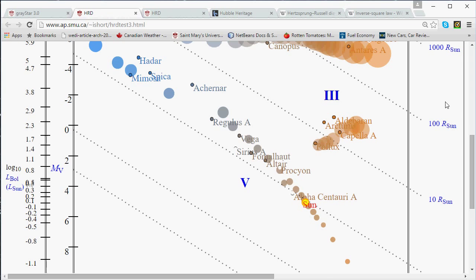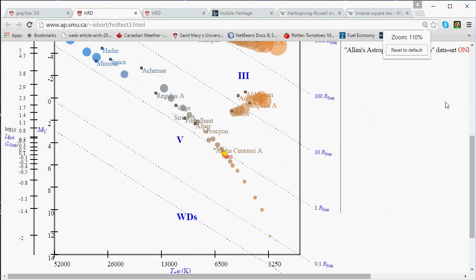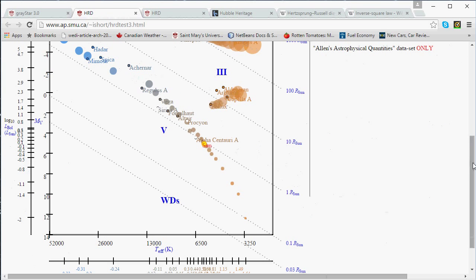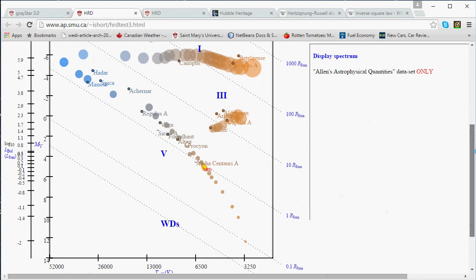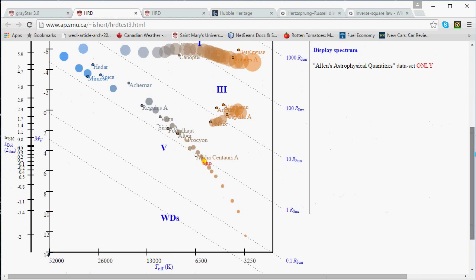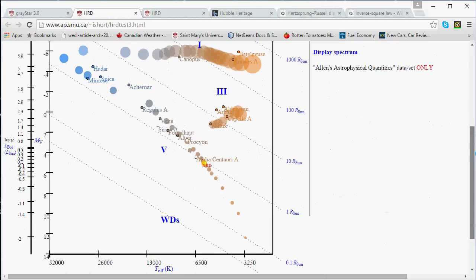Let me also zoom out here just for a second so you can sort of see the big picture, what we're talking about with this diagram. Now, when one is first confronted with the HR diagram in all its glory, it's kind of complicated. There's sort of a lot going on here to sort out. So what we're going to do is we're going to take this in stages and introduce groups of stars one at a time.